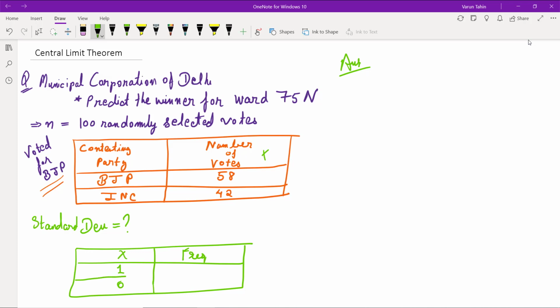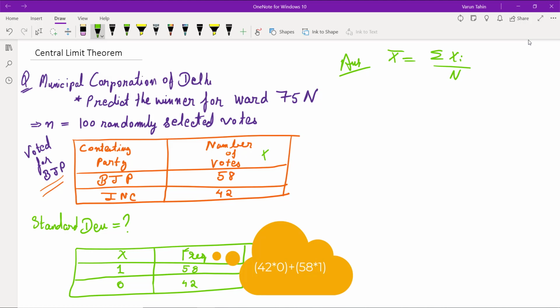So right now we have INC. Now for BJP we have 58 votes. So the frequency here becomes 58 and the frequency for others becomes 42. And then we have to find the mean of X. So mean becomes summation of Xi by N. Now Xi here are different. So it will be 42 times 0 plus 58 times 1, which is 0 into 42 plus 1 into 58 divided by n, which is 100. So we will get 0.58.